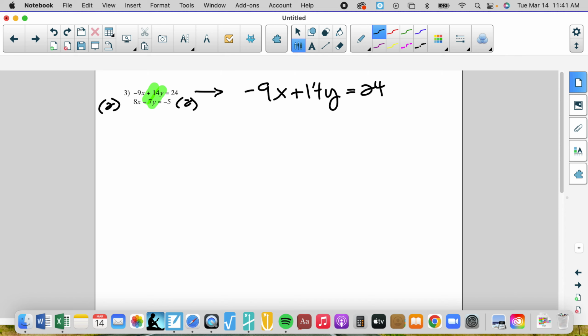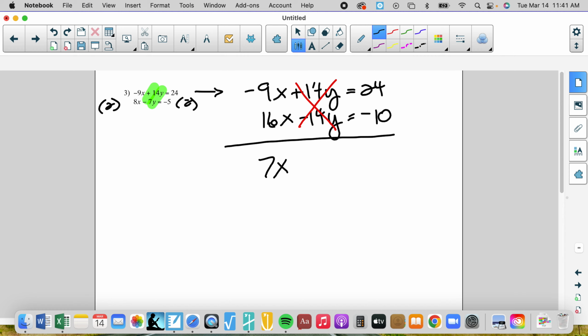We multiply everything by 2. 8x times 2 is 16x. 2 times -7y is -14y. And 2 times -5 is -10. My y's cancel out. I'm left with, what's that, 7x equals +14, divide by 7, divide by 7, and we get x equals 2.